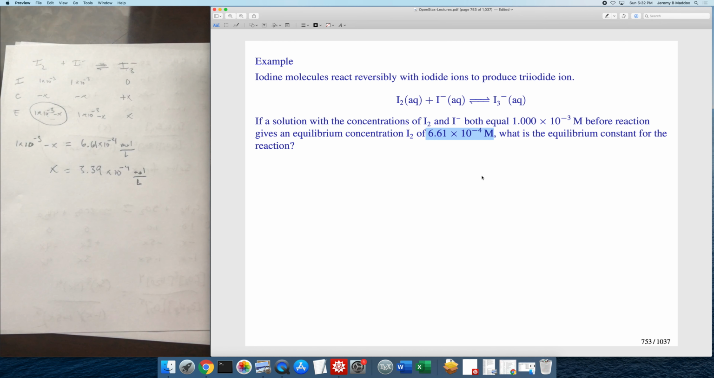So we could, oops, it's a little too dark. Let me get the light. It likes to automatically go off.